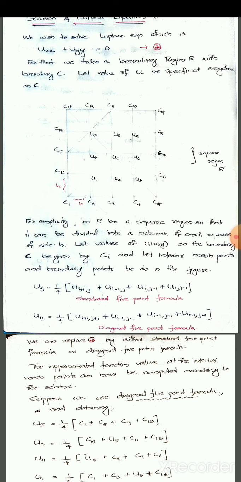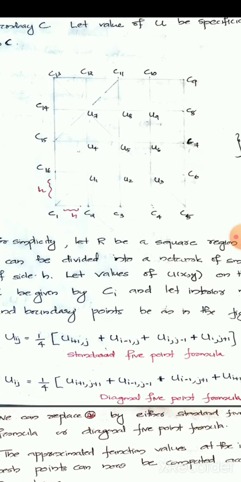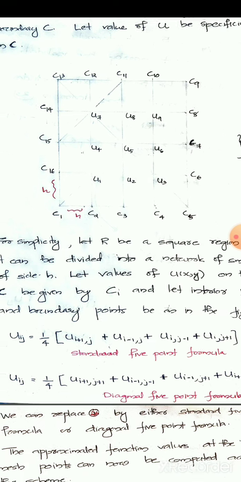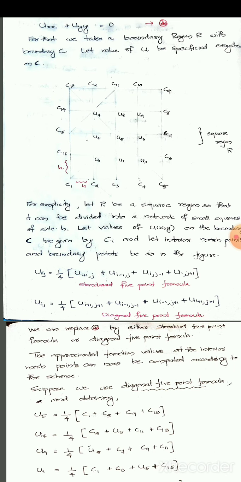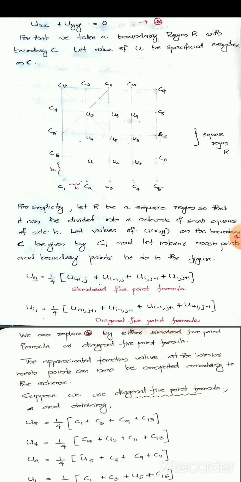This is done by considering a region R with a boundary C, where the value of u is specified everywhere on C. So the square-like structure of the region is given, and the boundary values C1, C2, C3 and so on are specified, and we can get the interior points. We have to get the interior points such as u1, u2, u3, u4, u5, u6, u7, u8, u9.